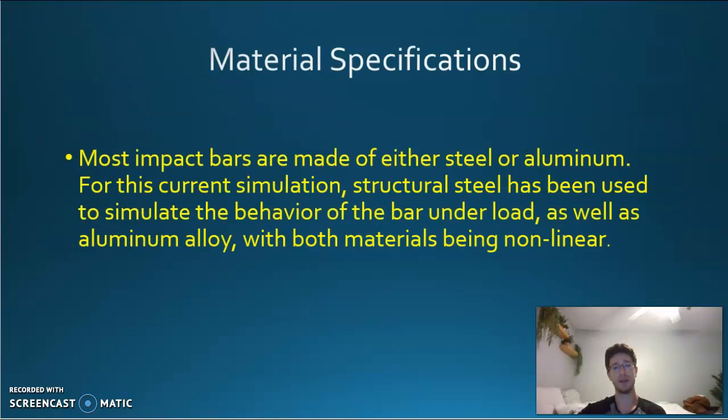Most of those impact bars are made of either steel or aluminum. Those are the metals that I used in the simulation, even though I haven't really had a chance to find the very specific metals. I know that they are aluminum and steel. So for now, I'm using structural steel and a basic aluminum alloy that ANSYS Workbench provides, and both my materials were set to be non-linear in their settings.